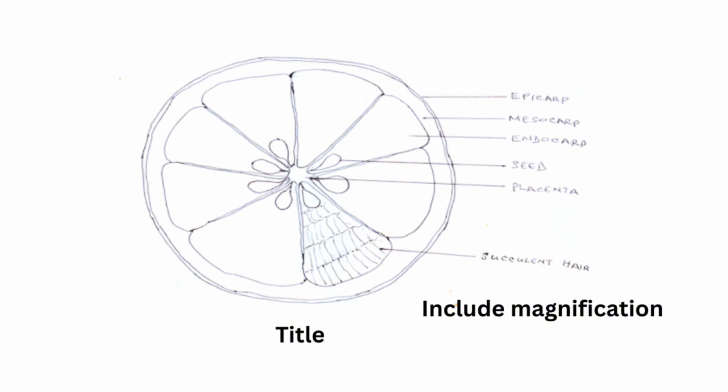Most importantly, don't forget your title. Your title is very important, and also include your magnification. You measure the specimen on your book, measure the live specimen, divide the values, whatever you get, include it in your magnification. So that is what you should do for this particular specimen if you are asked to draw.